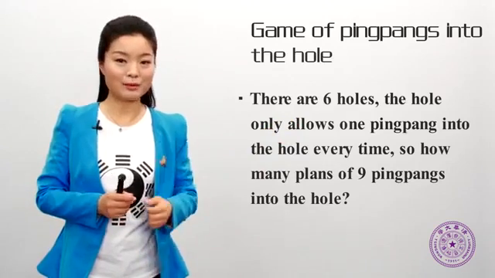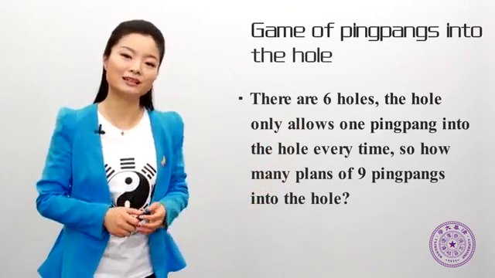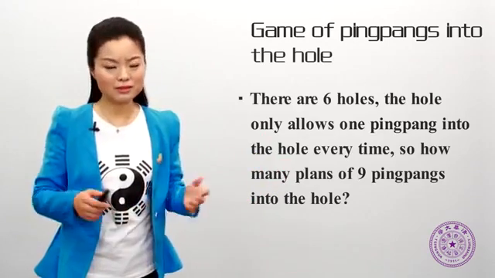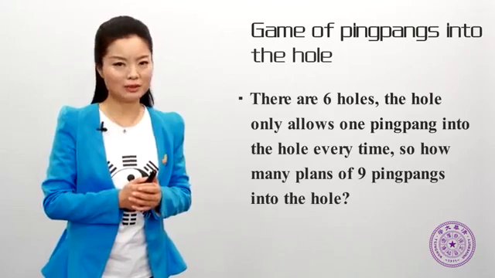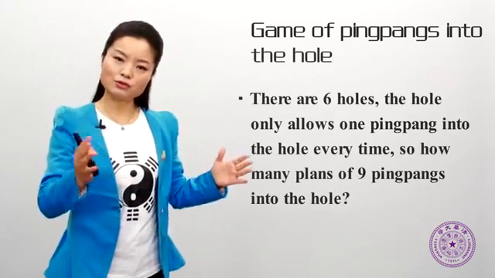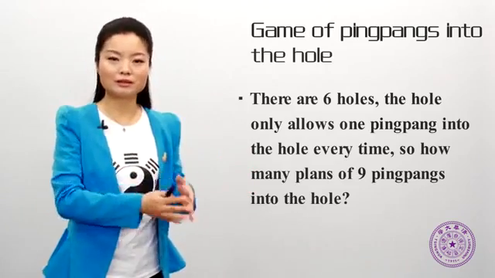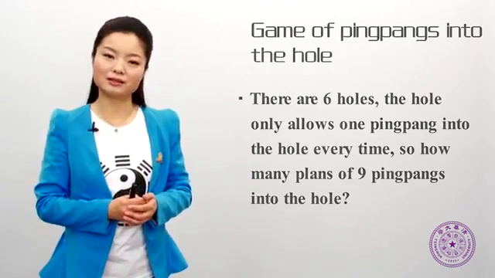If order matters, how many arrangements are there for the balls to go into the holes? This problem looks complex. It seems that there are a lot of situations. Let's analyze it. According to the order, the 9 balls are distributed into 6 areas. How should we represent these 6 areas?